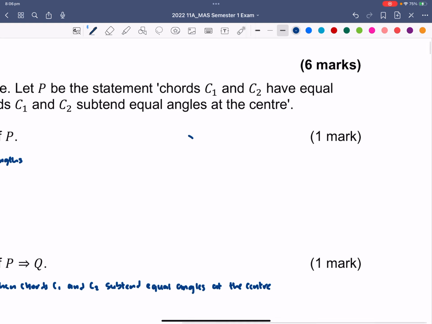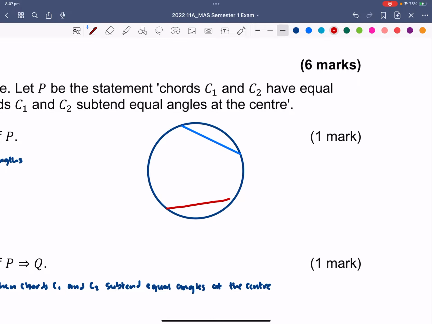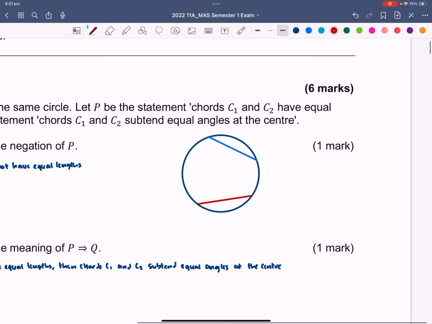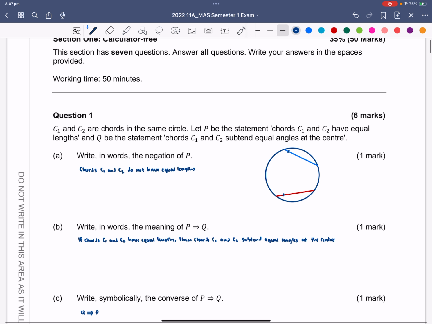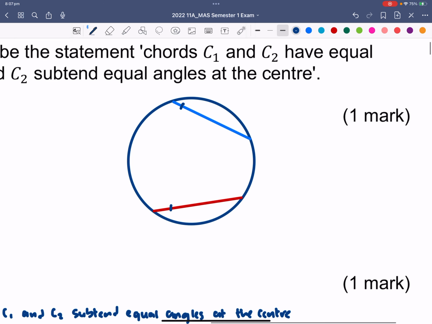So here's a circle. Let's draw 2 chords of equal length. So there's one chord right there and another chord right here. They look equal-ish in length. It doesn't have to be super to scale. So we have 2 chords that are of equal length. This and this are of the same length. And I have to prove that they subtend equal angles at the center. So let me just draw the center somewhere around there. We have to prove that they subtend equal angles at the center.